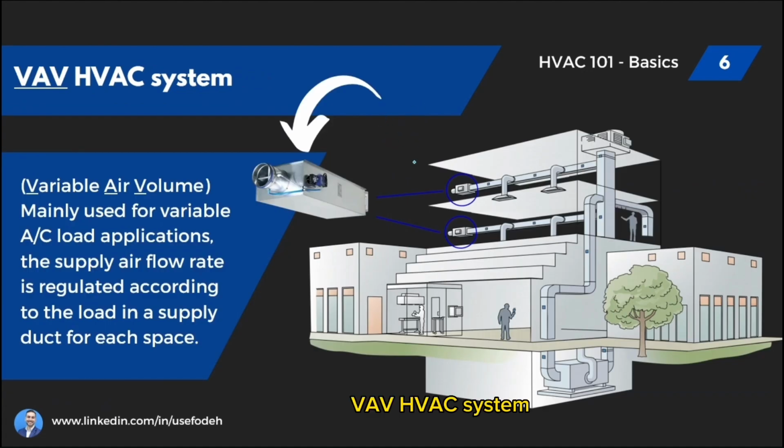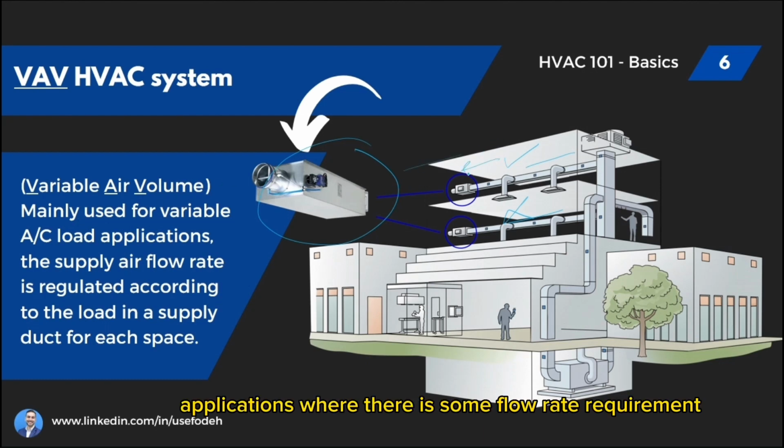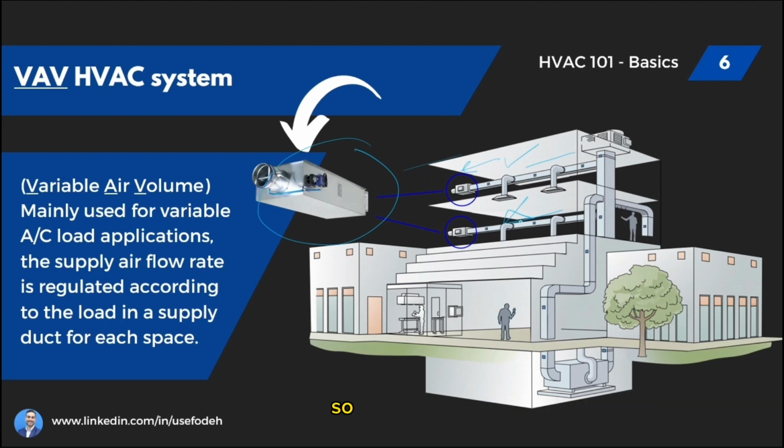VAV HVAC system. In this system, let's take this case where I have two floors. One of them is working and the other one is closed for any reason. So what I have is this VAV unit, a variable air volume. Mainly these are used for applications where there is some flow rate requirement in a space, and absent in another. So we can regulate and make sure the air is supplied into specific spaces.